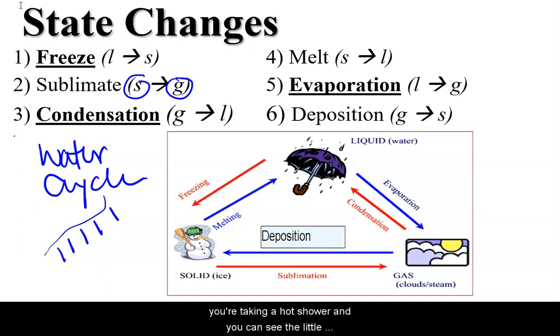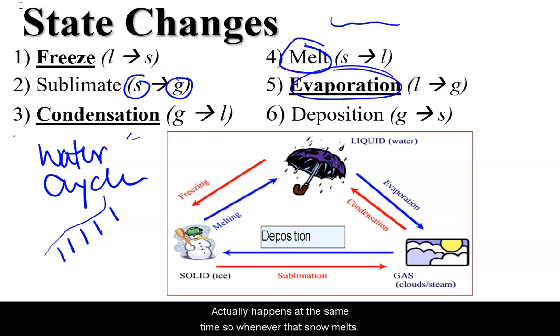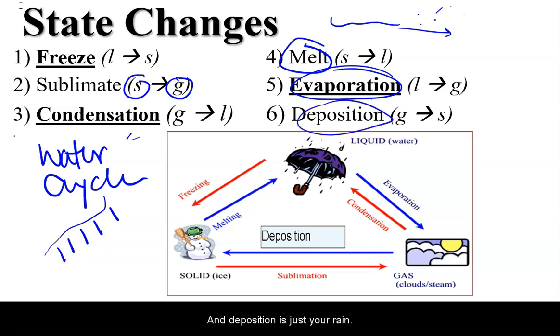Condensation is like whenever you're taking a hot shower and you can see the little particles that are on your mirror. That's whenever the gas in the air condenses into a liquid. Melting is like after it's snowed and all of your snow starts to melt because it gets too hot. Evaporation actually happens at the same time. So whenever that snow melts and drifts off, some of it is being released as a gas as well. And deposition is just your rain.